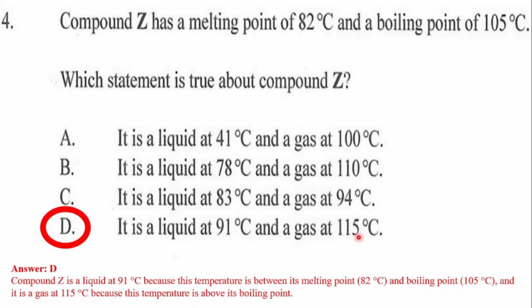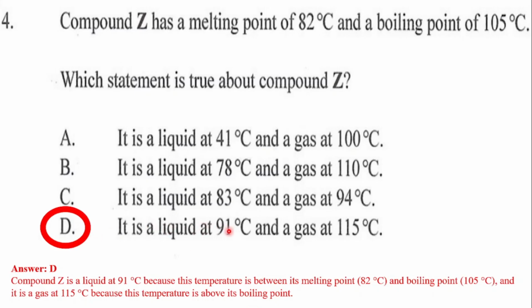Why do we know that's a gas at 115 degrees Celsius? It's a gas at 115 degrees Celsius because this temperature is above the boiling point. So we're talking about a temperature that's above the boiling point, so that means that it's going to change state from liquid to gas. So the correct answer is going to be D.